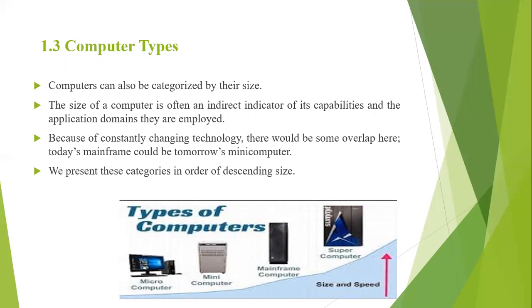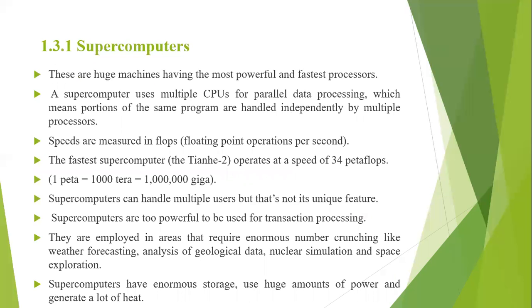Both size and speed decrease as you come down from supercomputer to mainframe computer, from mainframe computer to minicomputer, and from minicomputer to microcomputer. So different types of computers have been discussed. Supercomputers are huge machines having multiple CPU cores. Their speed is measured in floating point operations per second.